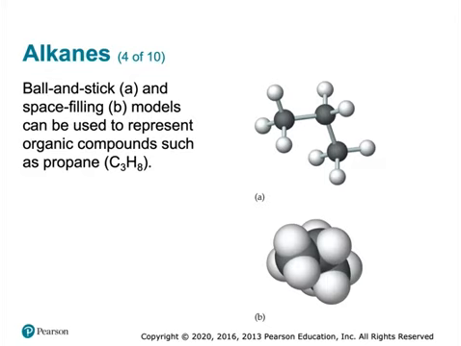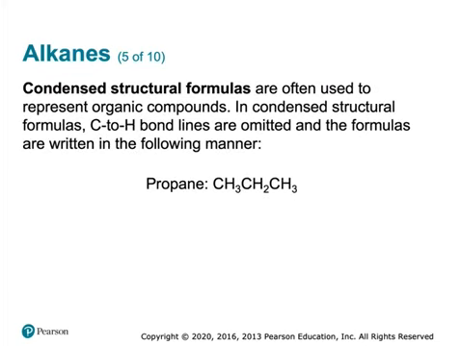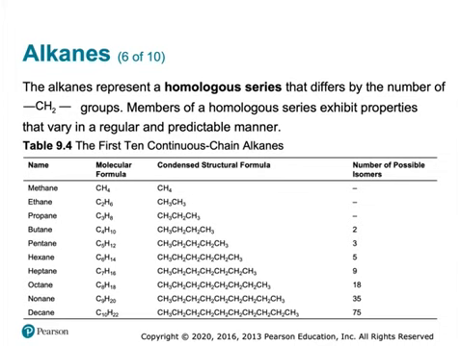Here is the ball and stick model for propane, the stuff that I use in my grill. Sometimes we condense the structural formula to make it easier to write down on a piece of paper. So propane can be represented this way, and can also be represented as CH3, CH2, CH3. And here are the rest of the alkanes, with the condensed structural formula.